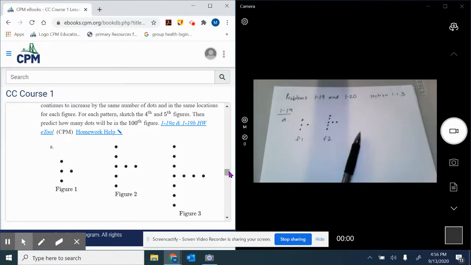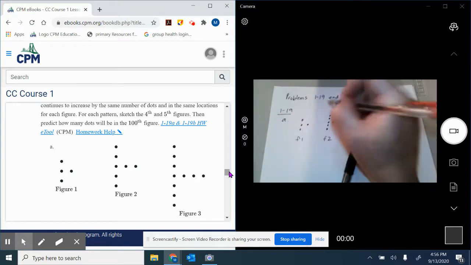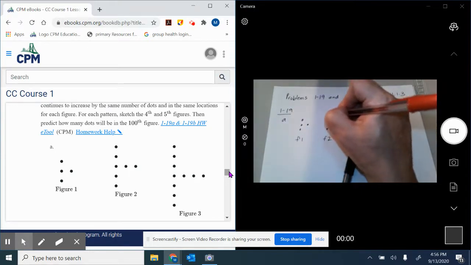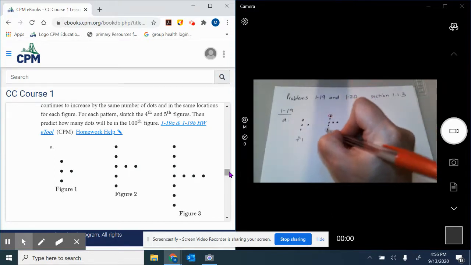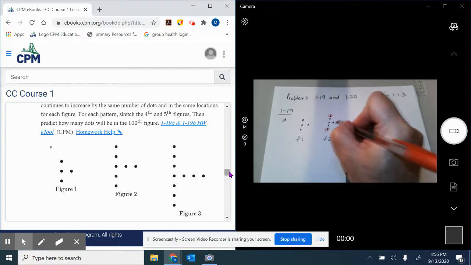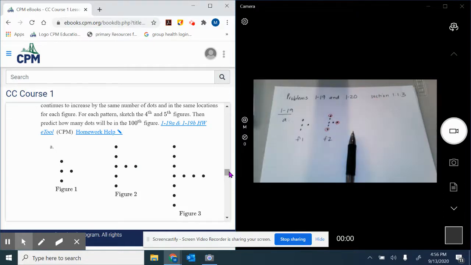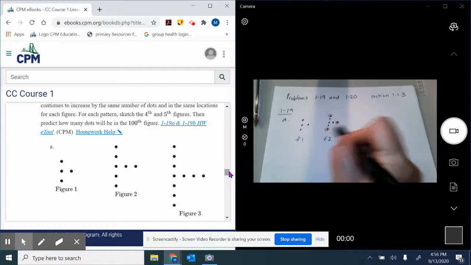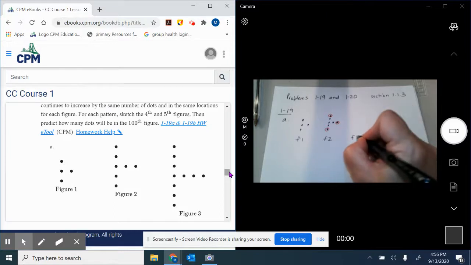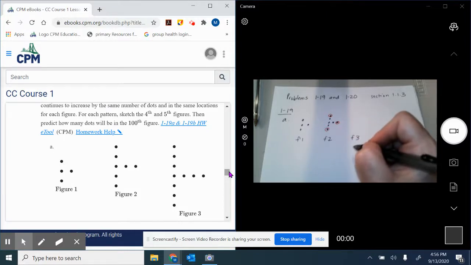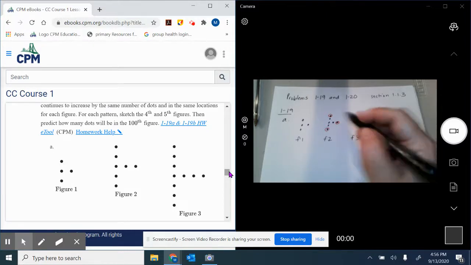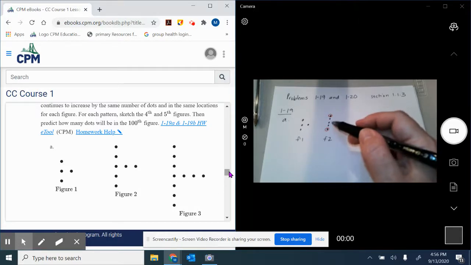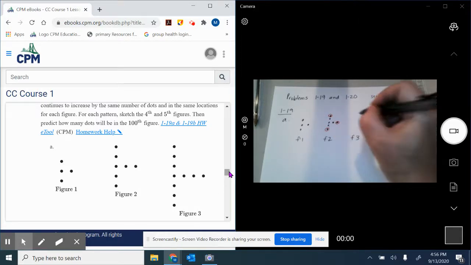So the way my brain is thinking about this is I went from here, I added 1 here, I added 1 here, I added 1 here. So basically we could say we added a dot to the top, a dot to the bottom, and a dot to the right. Figure 3, let's check this out. So instead of having 5 going up and down, it looks like we have 7.